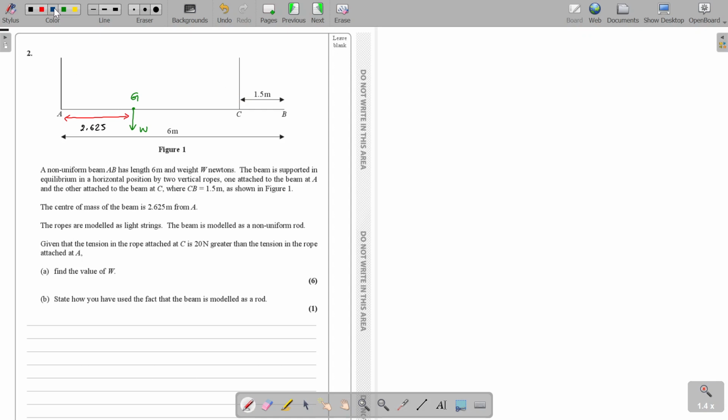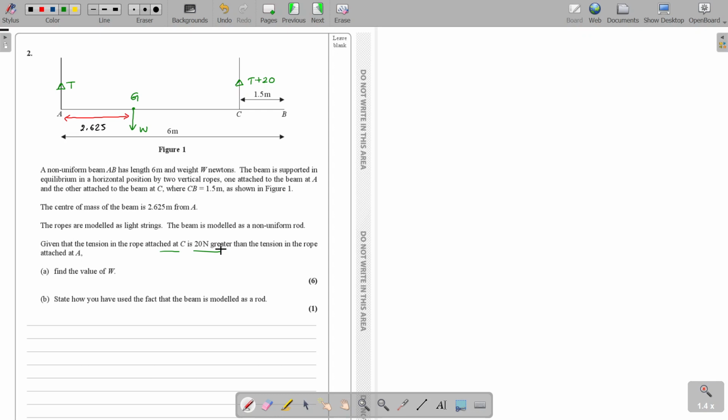Which one is T plus 20? The one in C is higher, right? So the one in C is higher by how much? By 20 newtons. So which one is T? The one in A is T, while the one in C is T plus 20. Are you with me? Because they say the tension in the rope attached at C is 20 newtons greater than the tension in the rope attached at A.